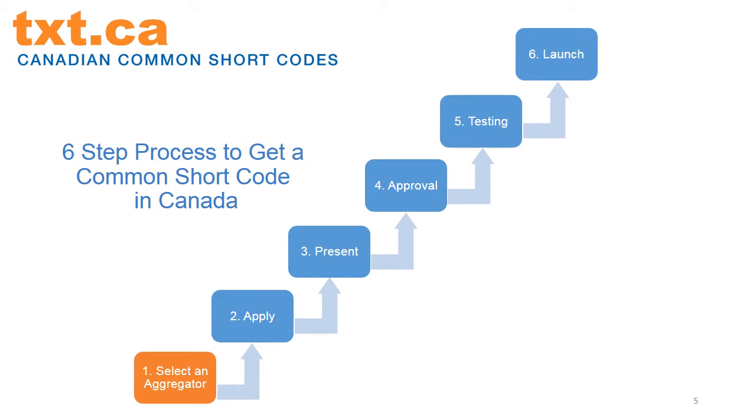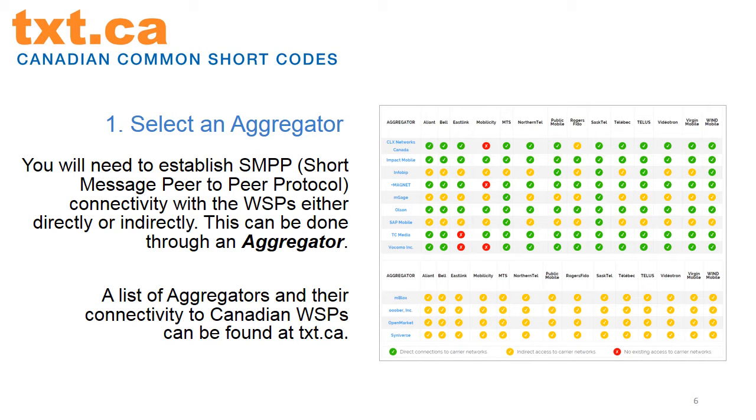Next, I'll explain step by step on how to get a common shortcode. After you've read the guidelines, the first step is to select an aggregator. You will need to establish short message peer-to-peer protocol connectivity with the wireless service providers either directly or indirectly. This can be done through an aggregator.